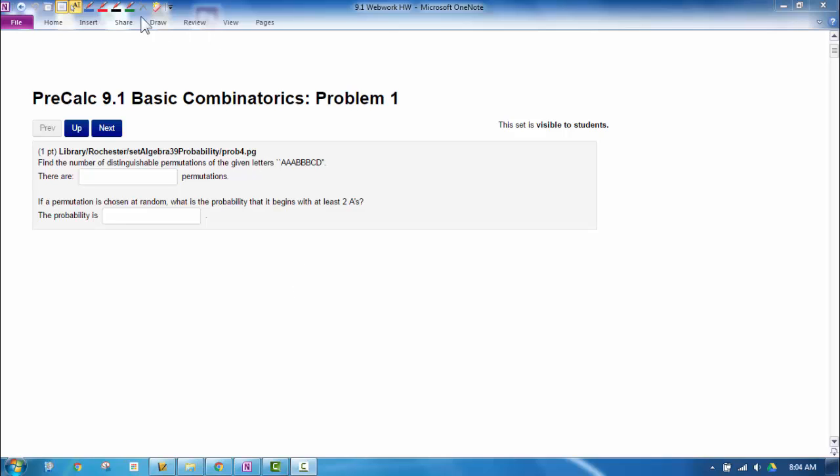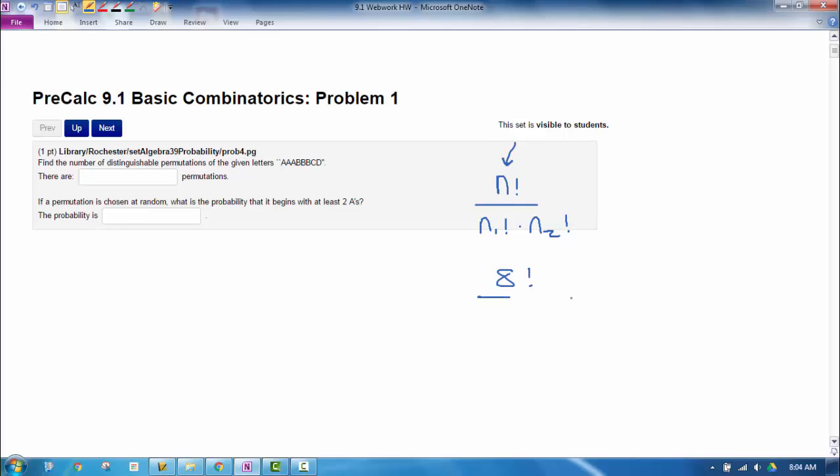Okay, this is 9.1 homework. The first problem wants to find the number of distinguishable permutations of these letters right here. The formula for that I gave you in the notes and included the book pages on the website as well. The formula is n factorial divided by n1 factorial times n2 factorial, where n is the total number of letters, which in this case is 3 plus 3 is 6, 7, 8.